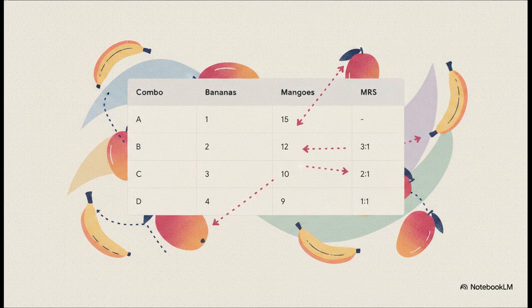Let's check out this data to understand a concept called the marginal rate of substitution, or MRS. I know, it sounds super complicated, but it literally just asks, how many mangoes are you willing to sacrifice to get just one more banana? To go from combination A to B, you give up 3 mangoes to get 1 additional banana. That's a 3-to-1 ratio. But notice how, as you get more bananas, you're willing to give up fewer and fewer mangoes. It drops to 2-to-1, then 1-to-1. This shows the law of diminishing marginal rate of substitution in action, and that right there is exactly what gives the indifference curve its unique shape.